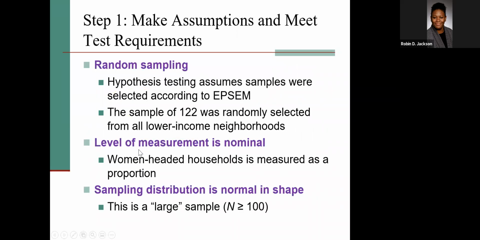All right, so the information you see in purple, this is what you would put in the write-up of the hypothesis test. And when I go through the practice demonstration problems, I will do all of that. I will write it out the way you would write it out when you're doing it. So I'm not going to go through all of these other than to point out, notice that here in step 1, with those assumptions and meeting the test requirements, we have a level of measurement that's nominal, okay?